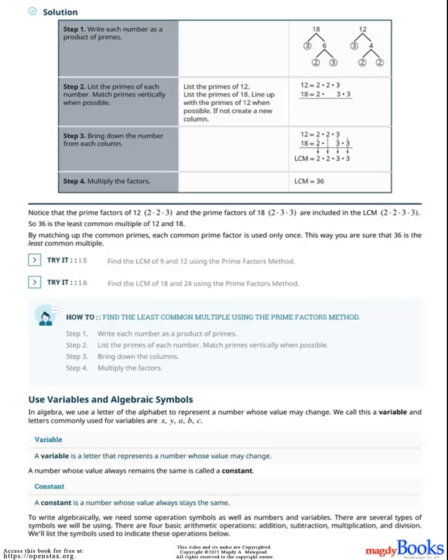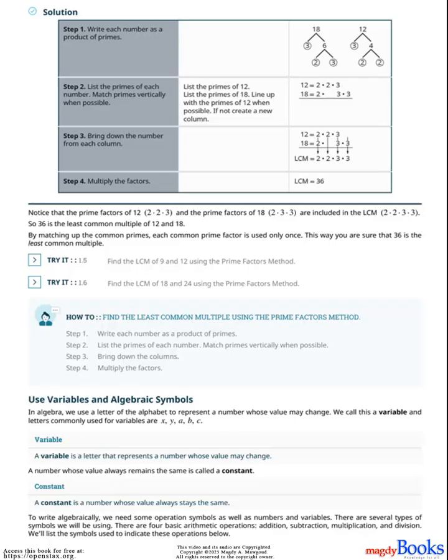Step 2. List the primes of each number. Match primes vertically when possible. List the primes of 12. 12 equals 2 times 2 times 3. List the primes of 18. 18 equals 2 times 3 times 3. Line up with the primes of 12 when possible. If not, create a new column.